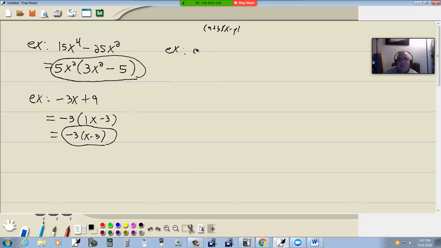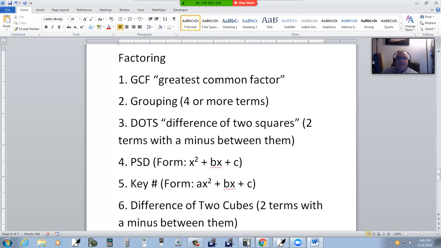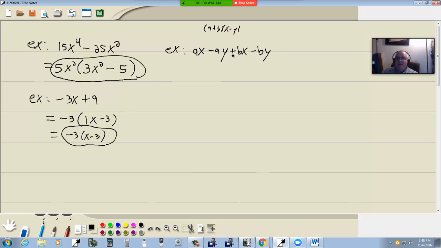Let's say I had a problem, ax minus ay plus bx minus by. Now I start going through my list. GCF, well, they don't have anything common. Some have A's, some have B's, some have X's, some have Y's. But if I look at all 4 terms, they have nothing in common.